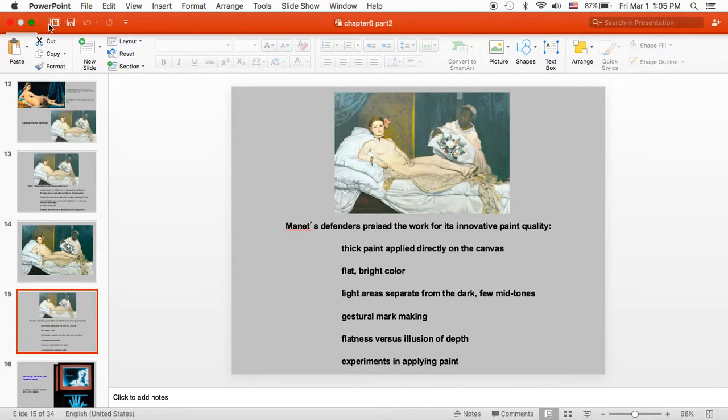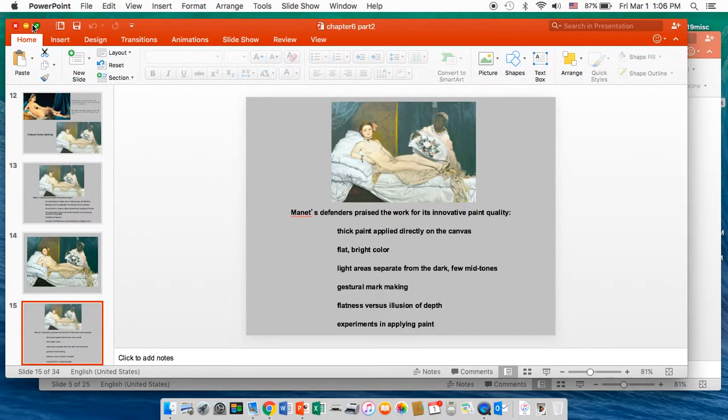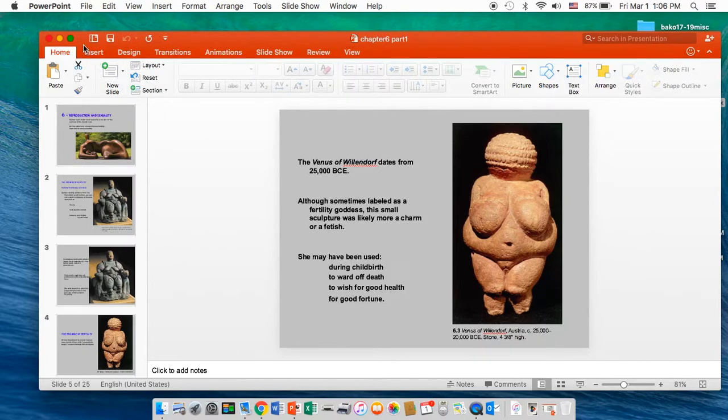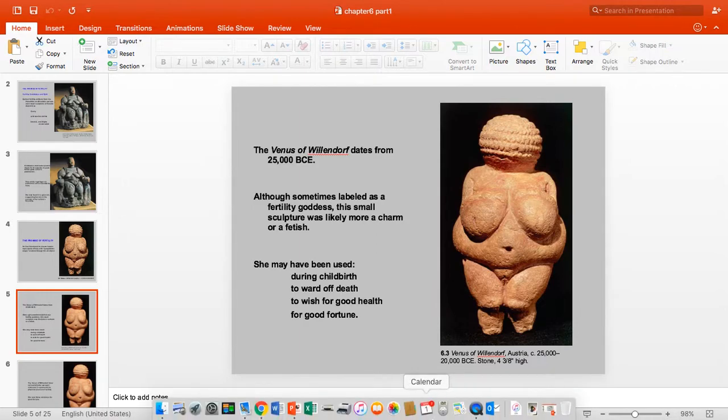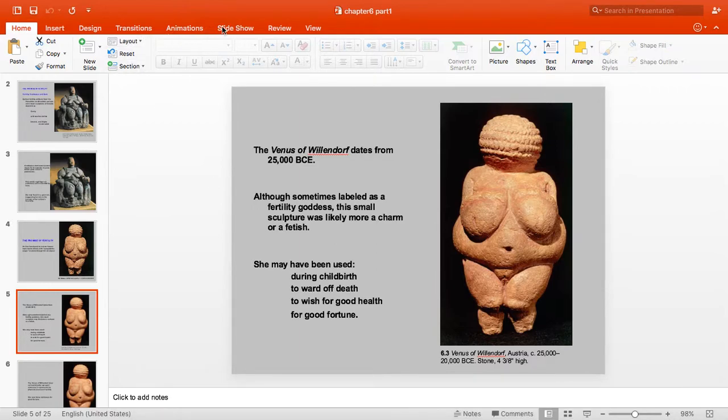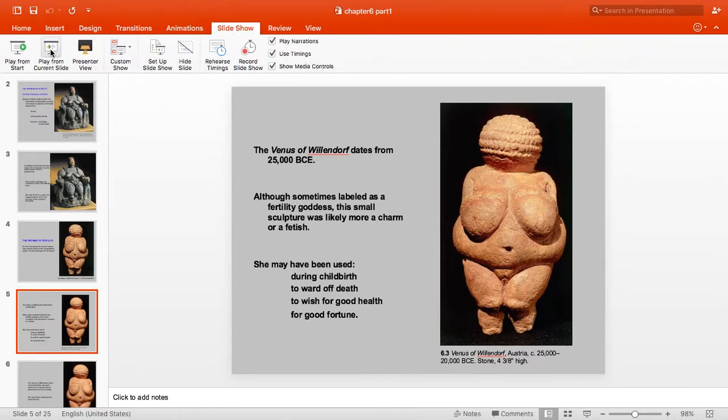Chapter 6. We are in part 2 of our book, which is why do people make art? And we're looking at some of the different themes. Chapter 6 is on reproduction and sexuality. So what we're going to look at is a variety of figures to start with.